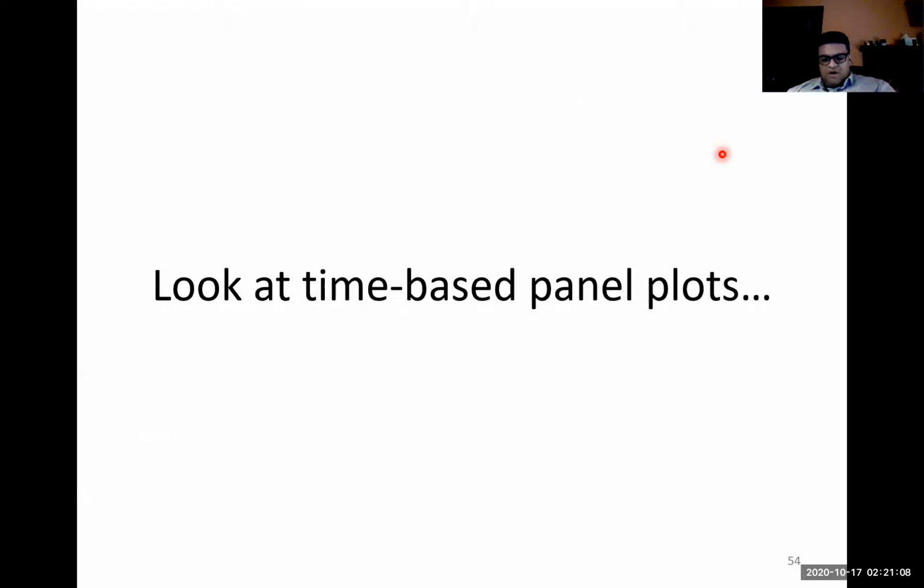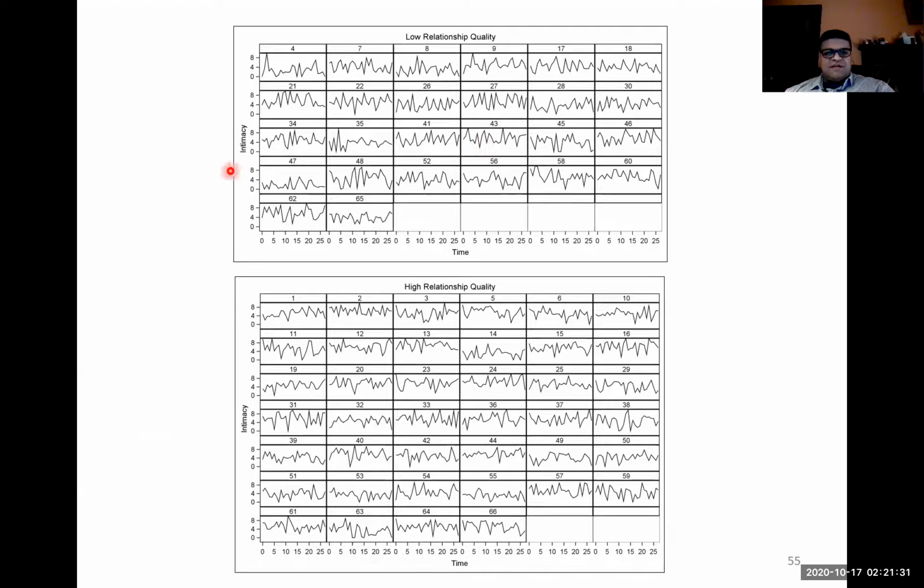Okay, I think it's always a good idea with these kinds of intensive longitudinal designs that before you launch into data analysis, you look at panel plots, where basically you plot your outcome and your predictor by time, and you do it for each person or each unit in your sample. So here, this next slide is the intimacy outcome going from 0 to 10 on the y-axis, and then 28 days on the x-axis. And the top panel are the women in the low quality relationships, and the bottom panel are the women in the high quality relationships.